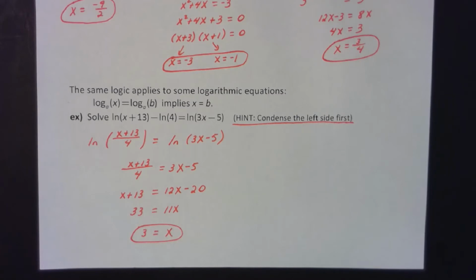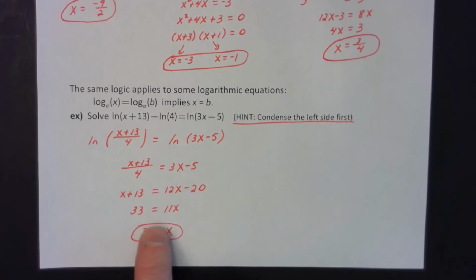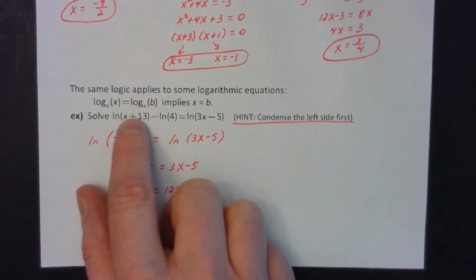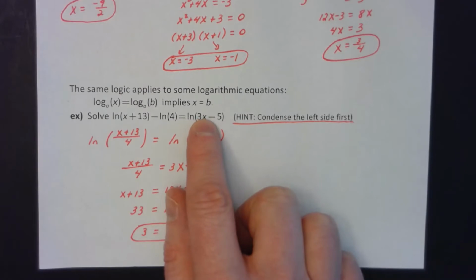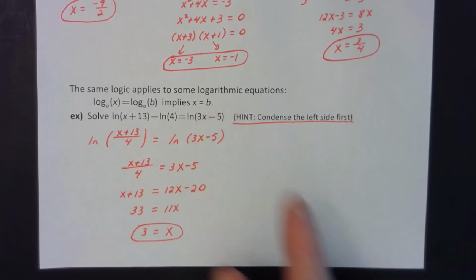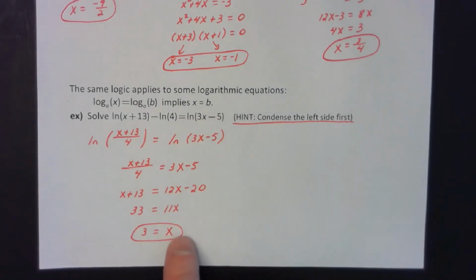Now, in a log equation, you really should check that answer because we know that the domain of a logarithm, the term inside of a logarithm, must be positive. So if that 3 caused any negatives or zeros inside of a logarithm, it could not be an answer. But it's not going to be a problem. It would be the natural log of 16 here, and it'd be the natural log of 4 over here. No problem. So that is our solution.